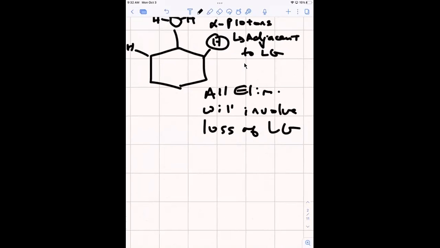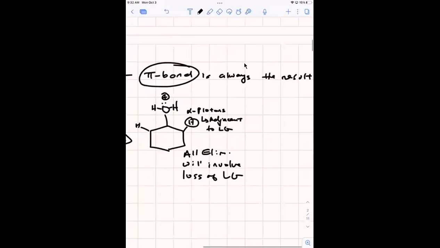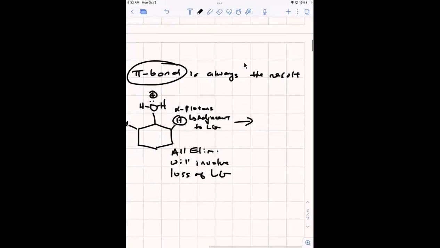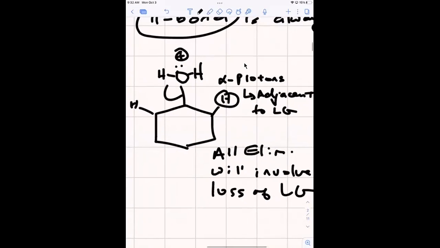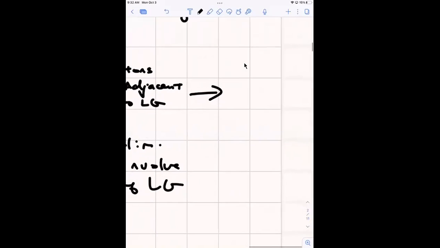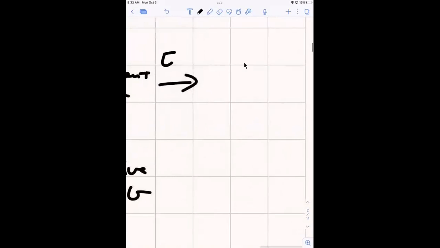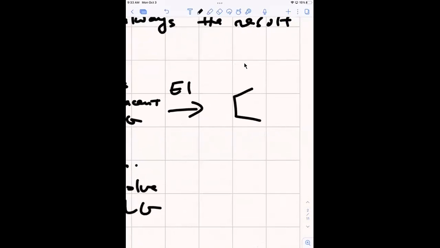All eliminations will involve loss of a leaving group. You can't eliminate without losing a leaving group, right? If the leaving group leaves first, this is identical to the SN1 pathway. The only difference is what the outcome is going to be. So if the leaving group leaves first, it's going to be what we call E1, and you're going to get a carbocation intermediate.